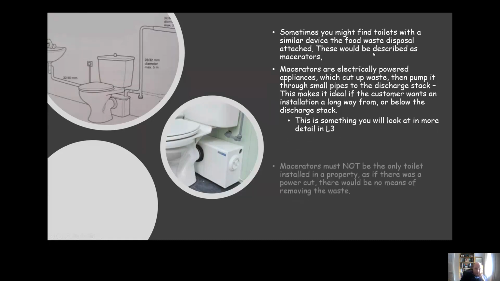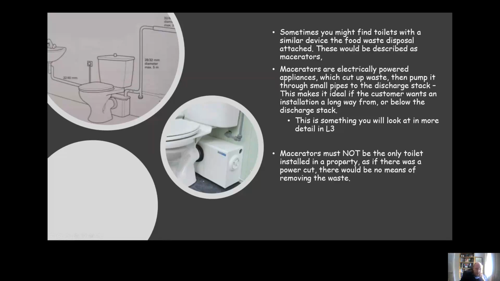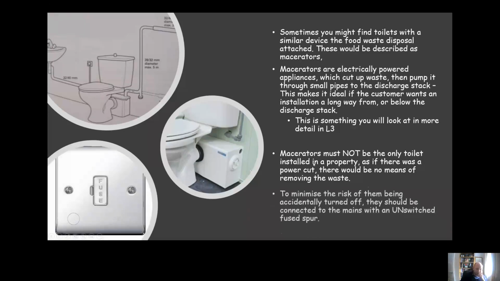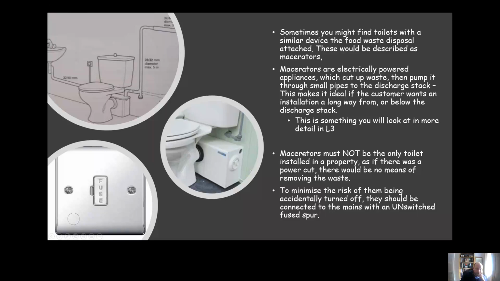Again, it's something we'd look at in a bit more detail at level 3, and it is worth noting for the test, but they must not be the only type of toilet installed in the property, because if there was a power cut, there would be no means of removing the waste, which would obviously be a bit of a disaster.